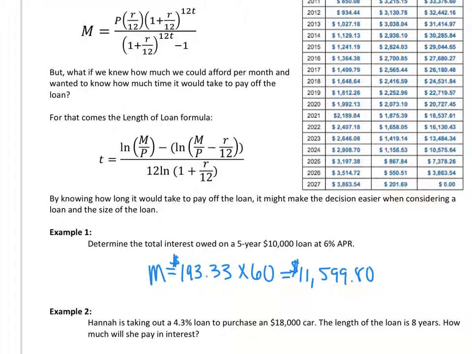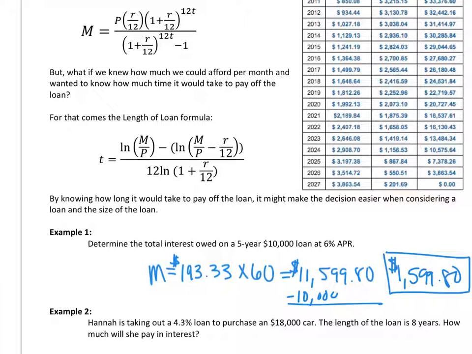And so they have paid $11,599.80. How we figure out the interest that has been paid is the same thing we did last class when you're trying to figure out how much the finance charges were. Interest paid and finance charges are the same thing. Obviously this number is greater than the original because the bank charged interest. And how much interest? Well, we just subtract the $10,000 original loan, and you get a total of $1,599.80 in interest that was paid.